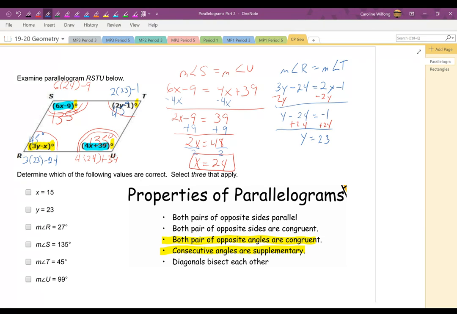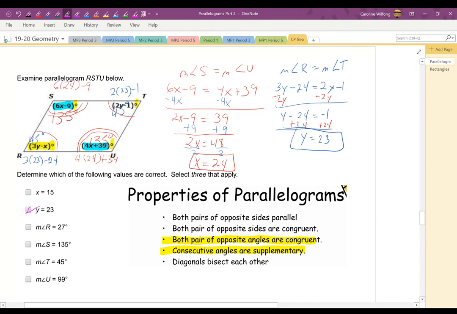All right, now let's look at our choices down below. Did we figure out that x equals 15? No, we did not, so we don't want to choose that option. We did figure out over here that y does equal 23, so I'm going to check that box. The measure of angle R we calculated to be 45 degrees, so we're not going to choose this option because the measure of angle R is not 27 degrees.